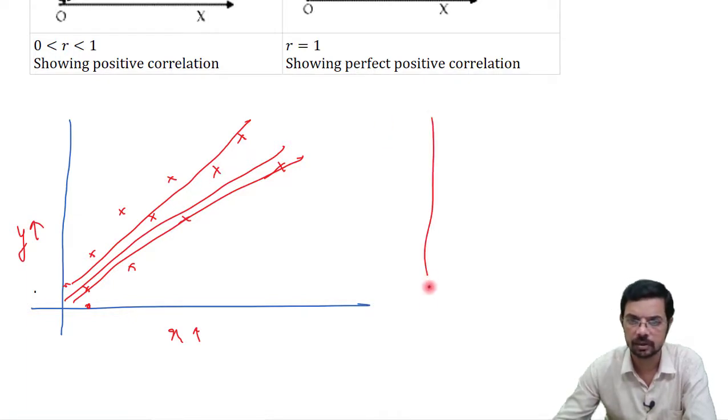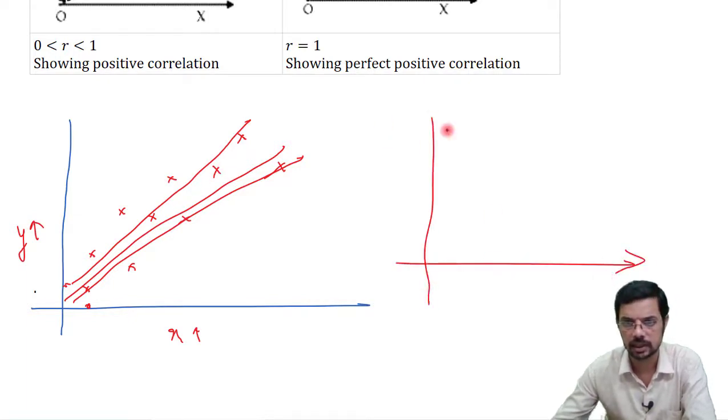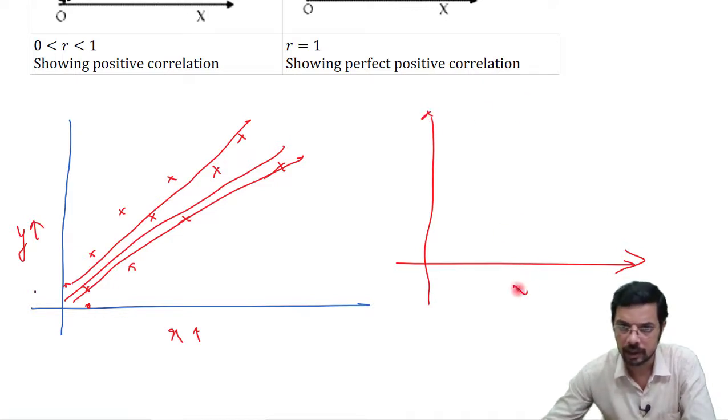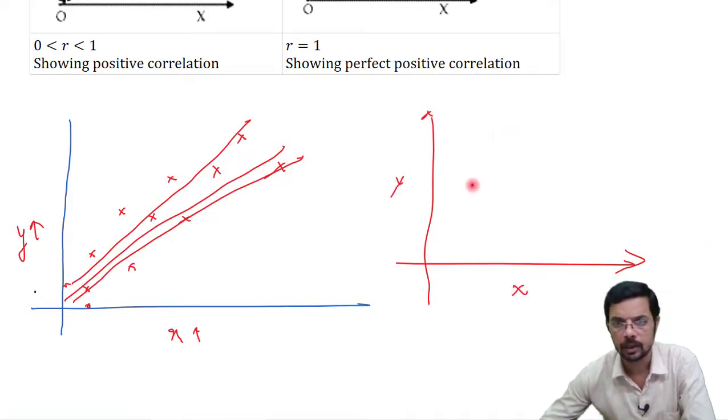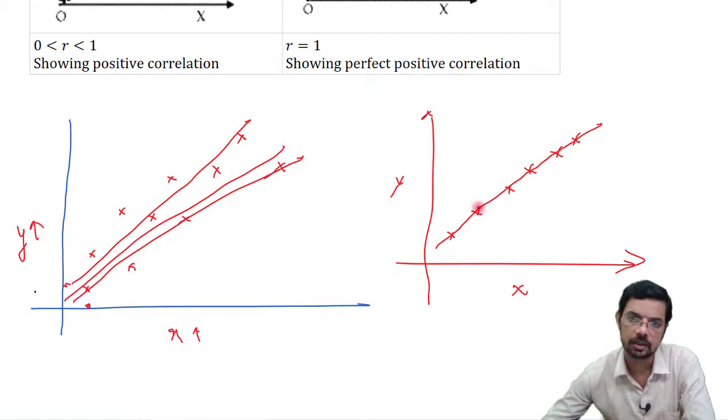Now, what happens if, say, this is the x axis and this is the y axis? If all the points are on a straight line, we can connect them like this, and when one is increasing, the other one is also increasing.